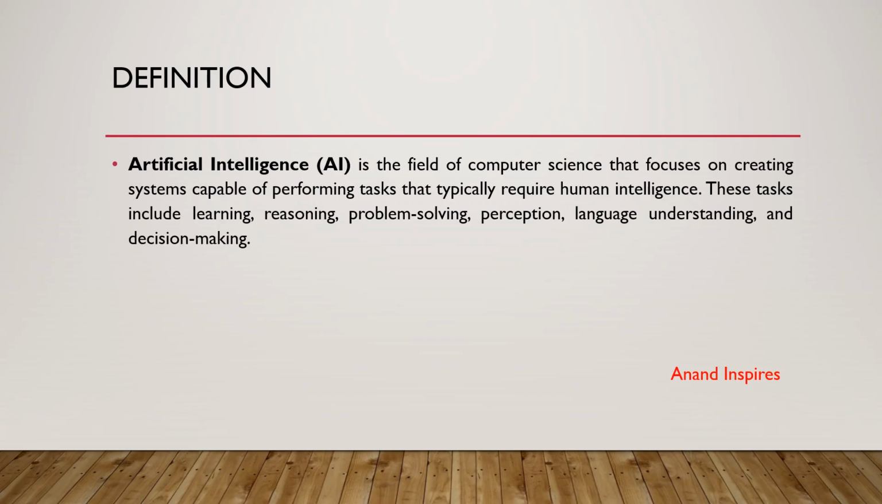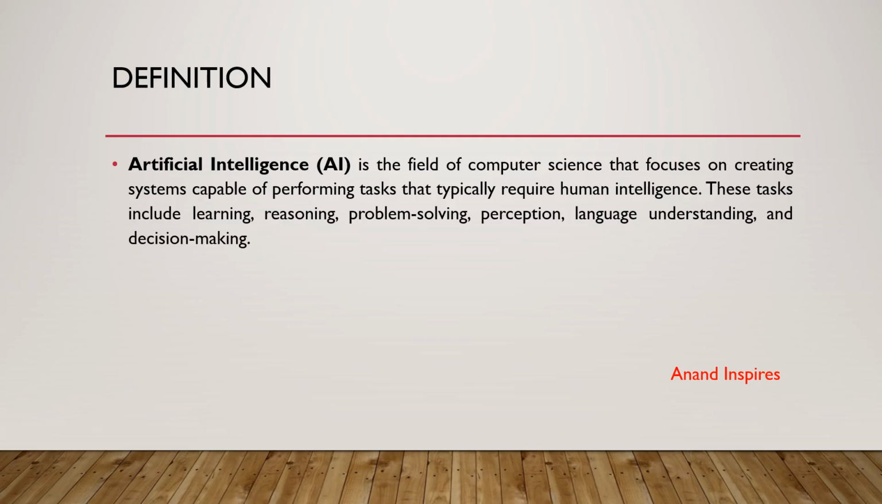So first we will go through the basic definition of AI. So what is AI? AI means artificial intelligence. It is the field of computer science that focuses on creating systems capable of performing tasks that typically require human intelligence. These tasks include learning, reasoning, problem solving, perception, language understanding, and decision making. Everybody knows about artificial intelligence, it is a current trend. So this is one basic definition.